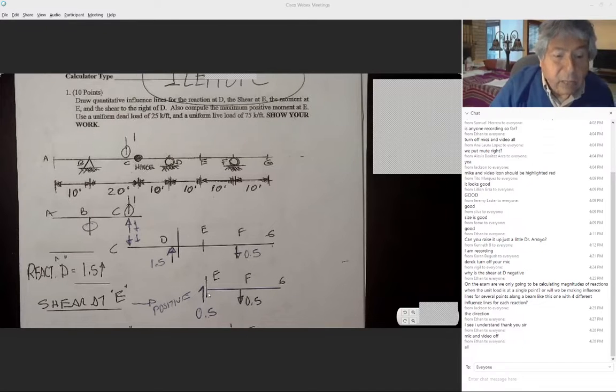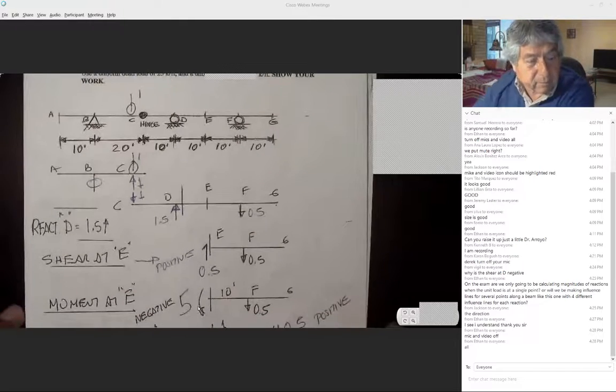Summation of forces in Y is obvious, 0.5. According to the sign convention, going up on the left-hand side is positive, so I'm putting in there that it is a positive 0.5. The next free body.